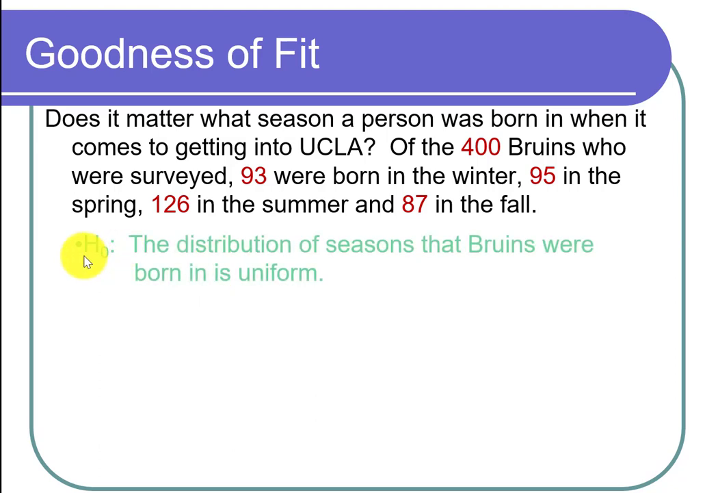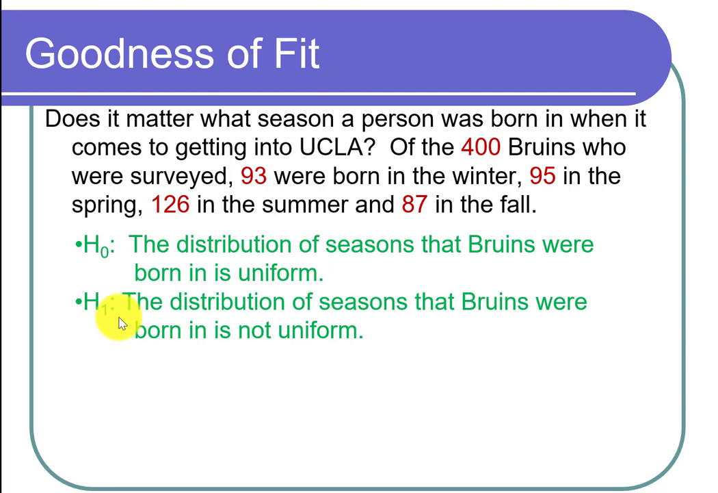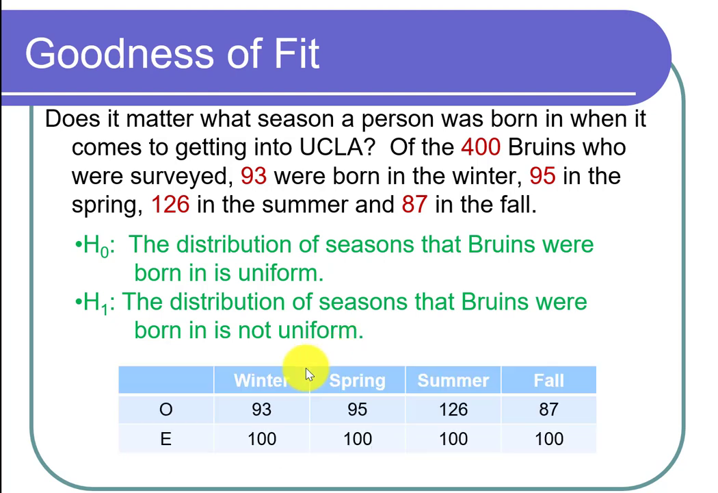So in particular, H0 is the distribution of seasons that Bruins were born in is uniform. Notice the word distribution and the word uniform, because we're looking at, is it a uniform distribution or not? So in particular, H1 is the distribution of seasons that Bruins were born in is not uniform. There's our alternative hypothesis. So next, we need to write down the observed and the expected.